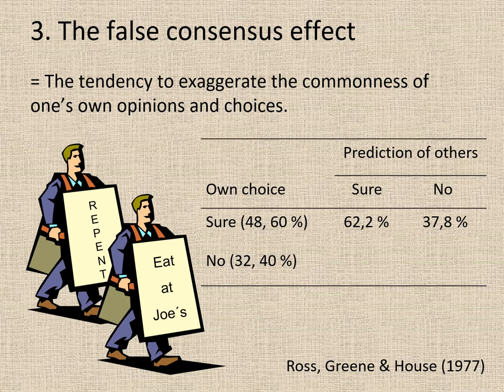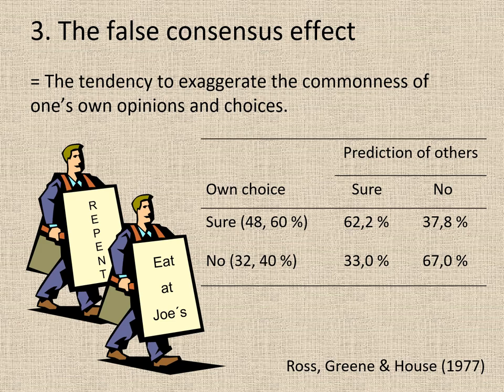And of those 32 who say they would not be willing to walk around with a sandwich board, what do they say? Well, they guess that on average 33% would be willing to walk around with it and 67% would not. So what does this indicate? Well, people think that a majority of others would make the same choice as I did. If I make choice X, I think a majority of others would also make choice X. If I make choice B, I think a majority of others will do that also. False consensus effect.